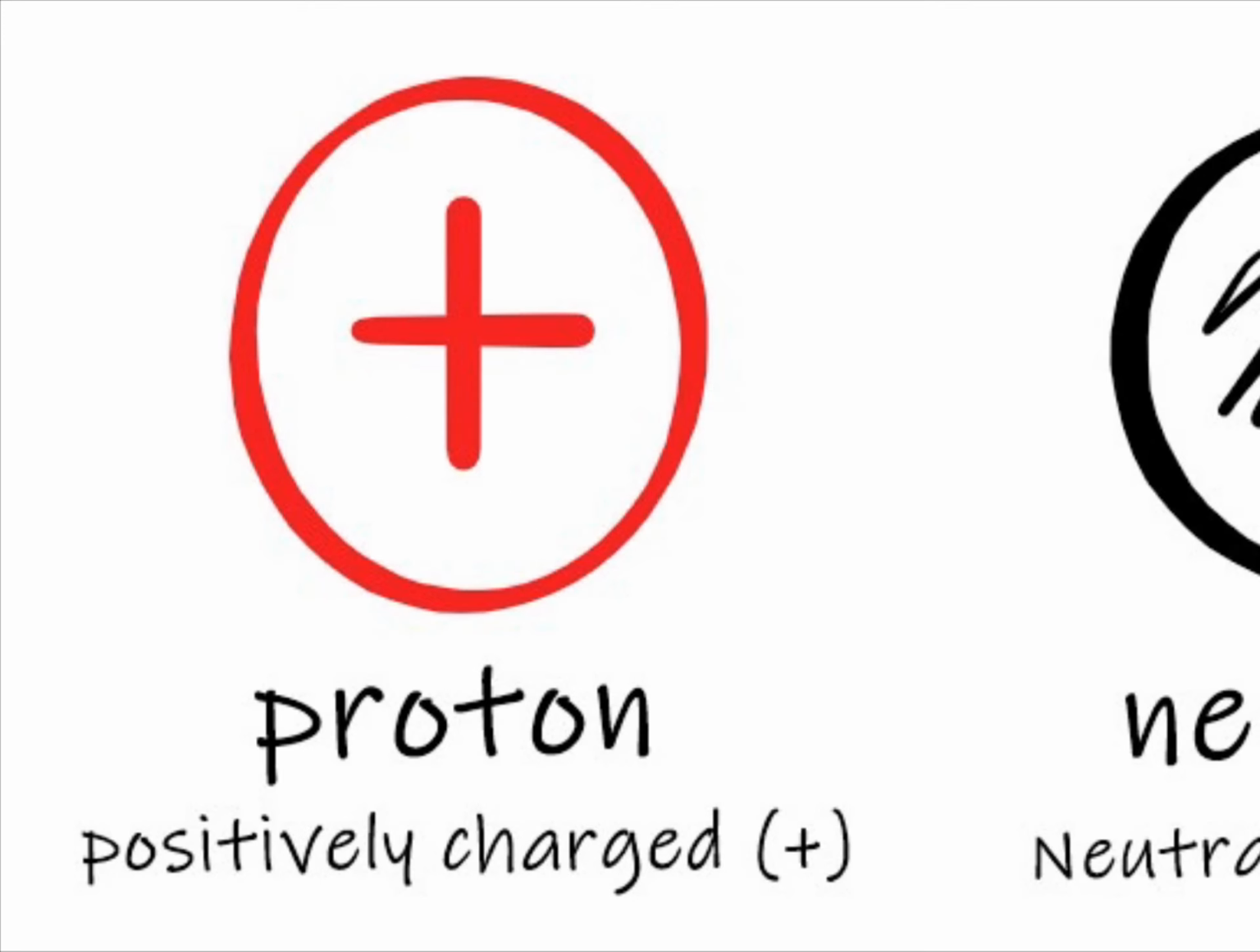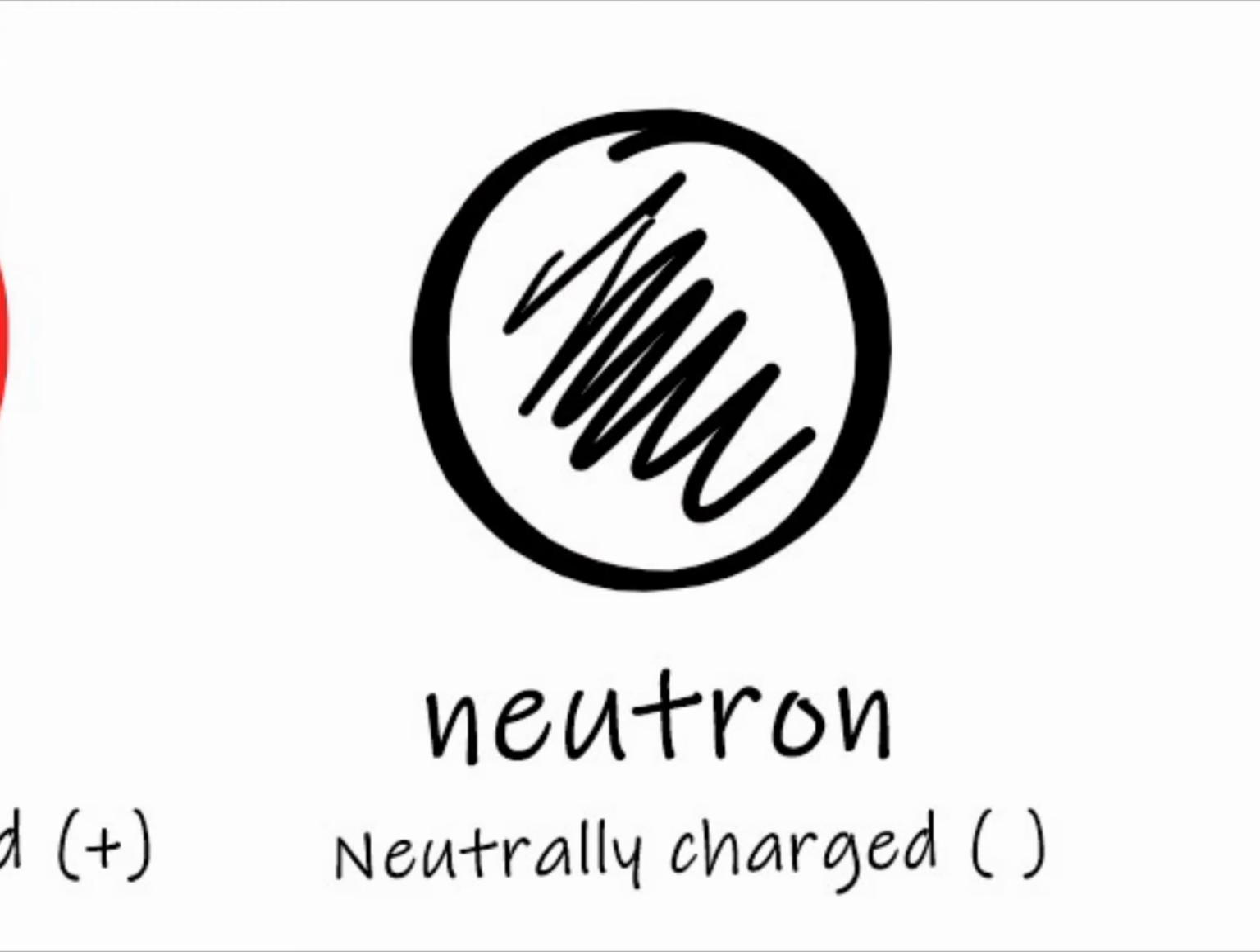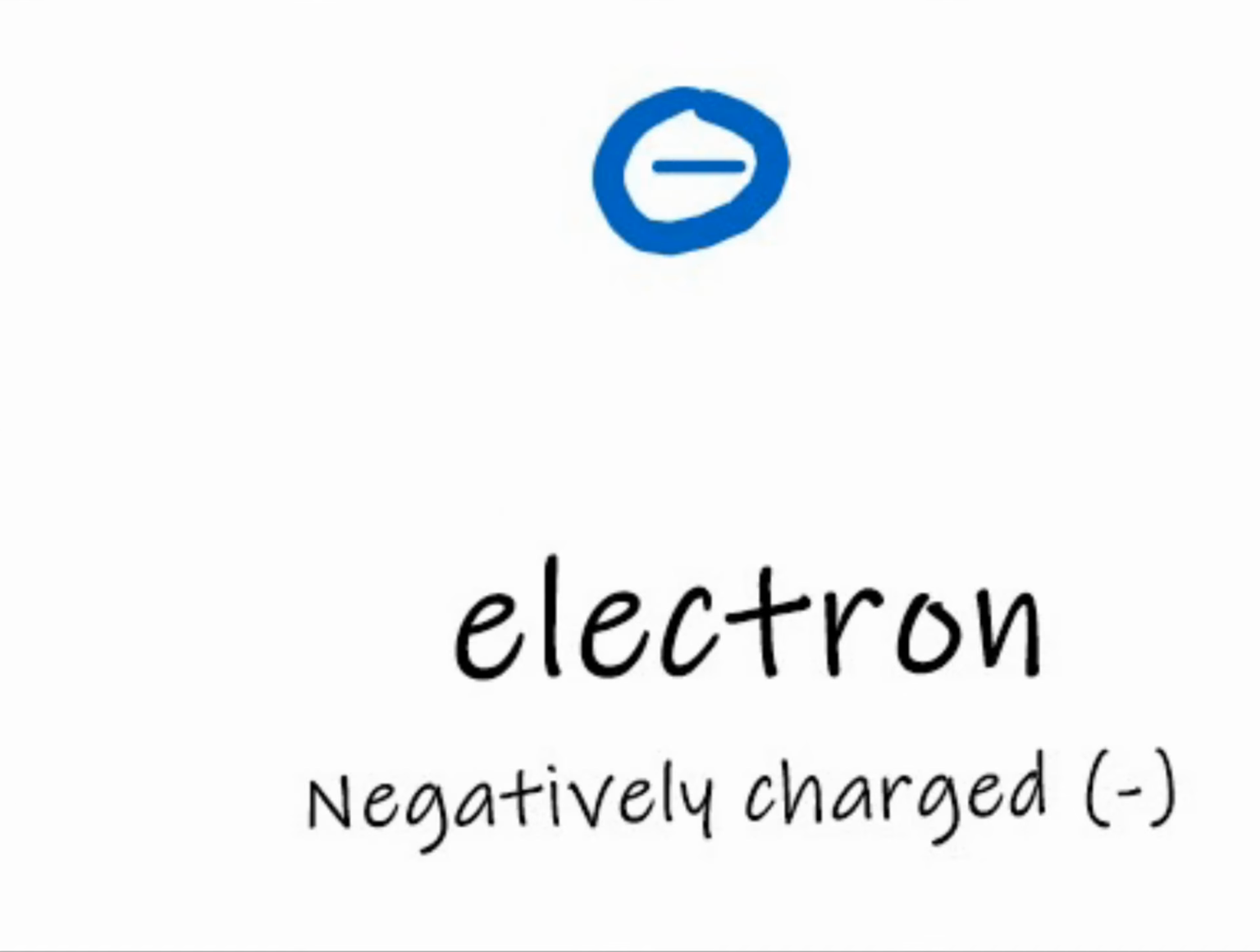Protons are subatomic particles with a positive charge and a mass of 1 atomic mass unit. Neutrons are subatomic particles with a neutral charge and the same mass as a proton. And electrons are subatomic particles with a negative charge and are much smaller than protons and neutrons.